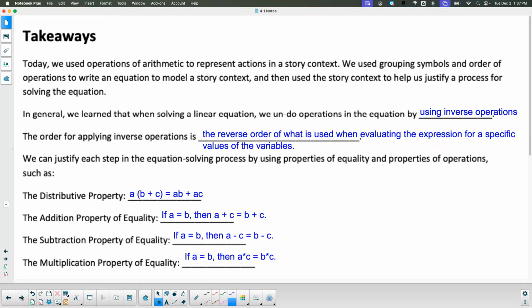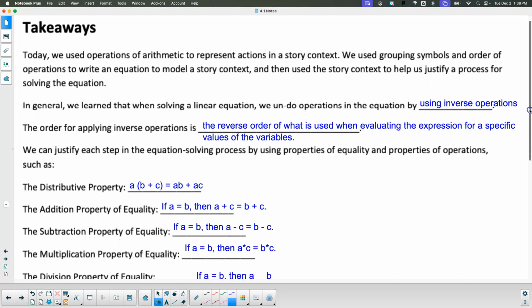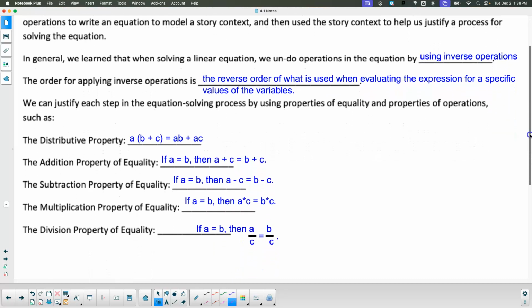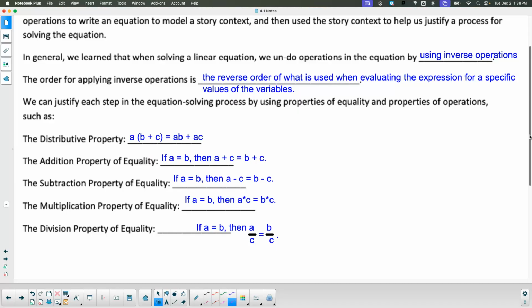Now, on the next page, there's some filling in of things that you need to do. Okay? So here are the fill-ins that you need to fill in.